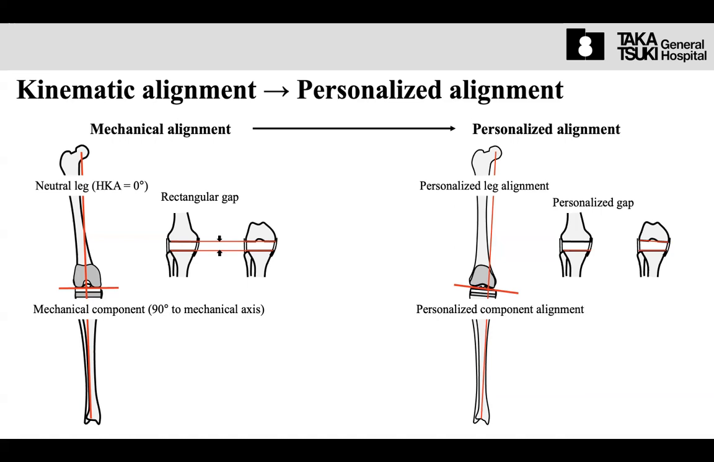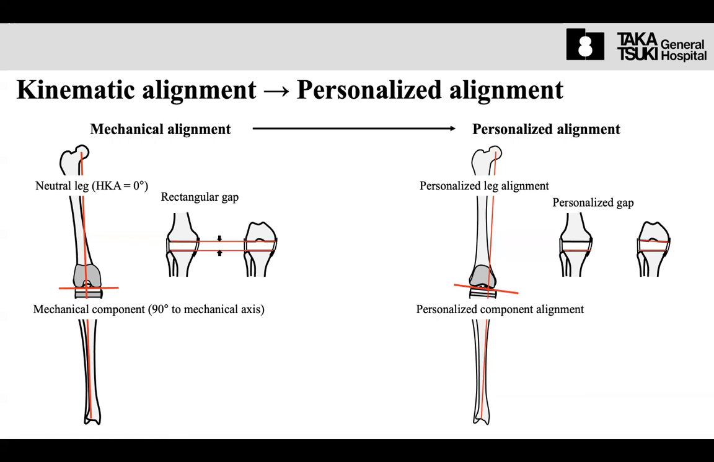So this is the difference. To summarize, these approaches, including kinematic alignment, functional alignment, and inverse kinematic alignment, are summarized as personalized alignment. This is the goal in this approach. The goal is the patient-specific goal.